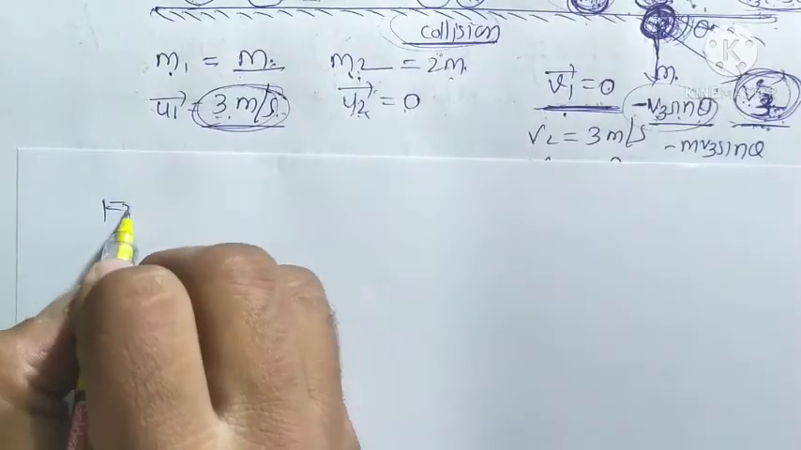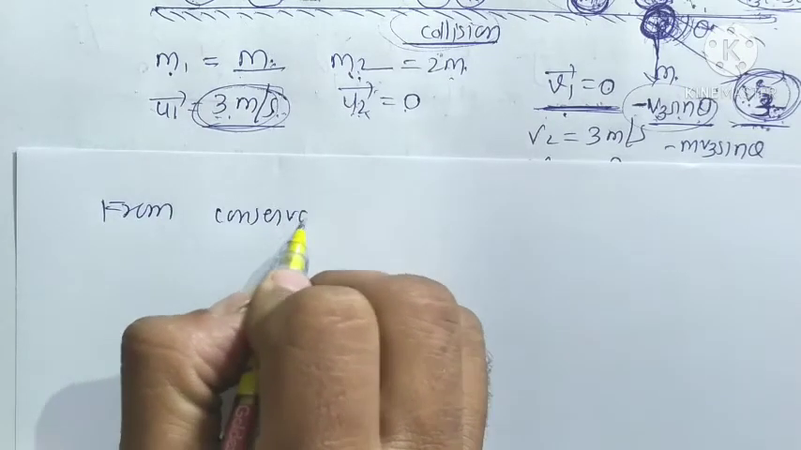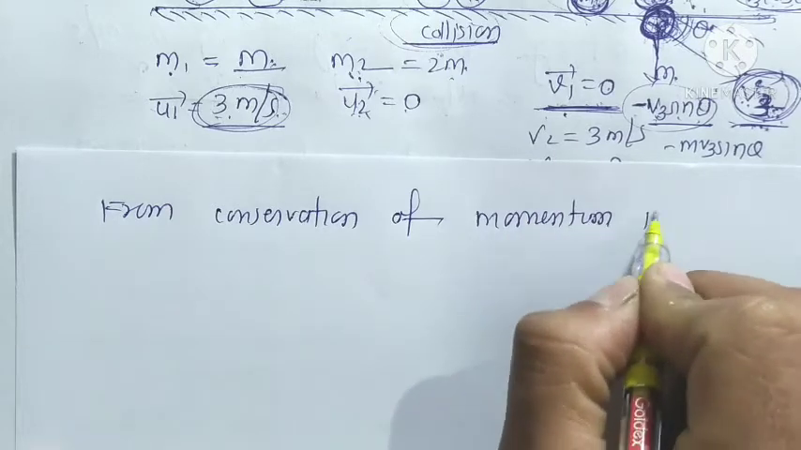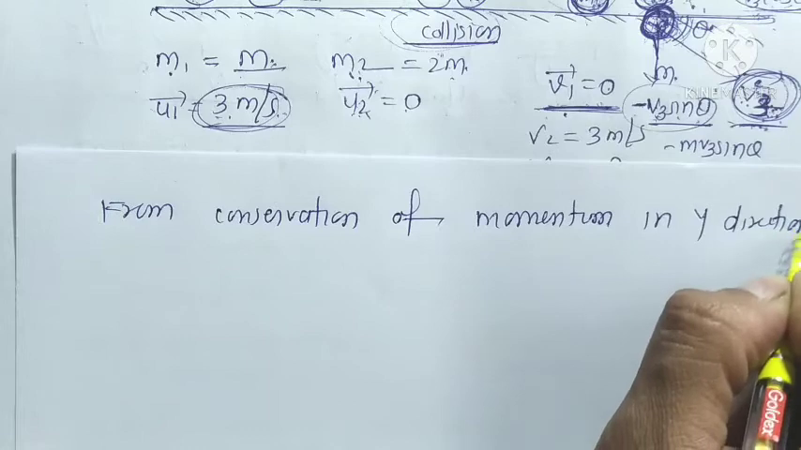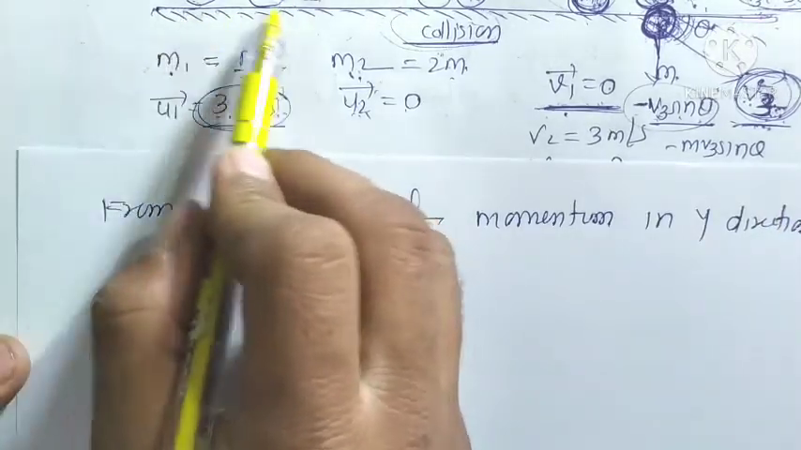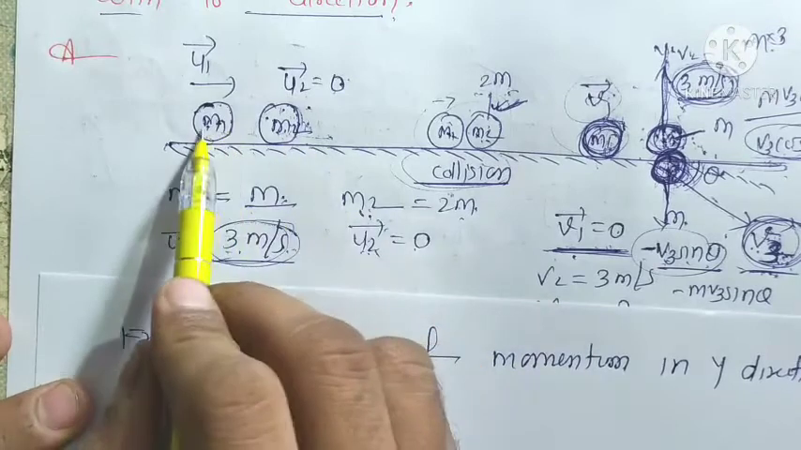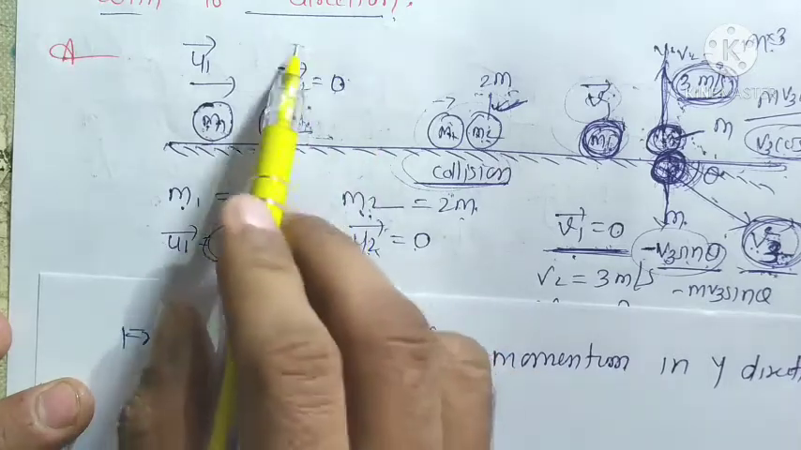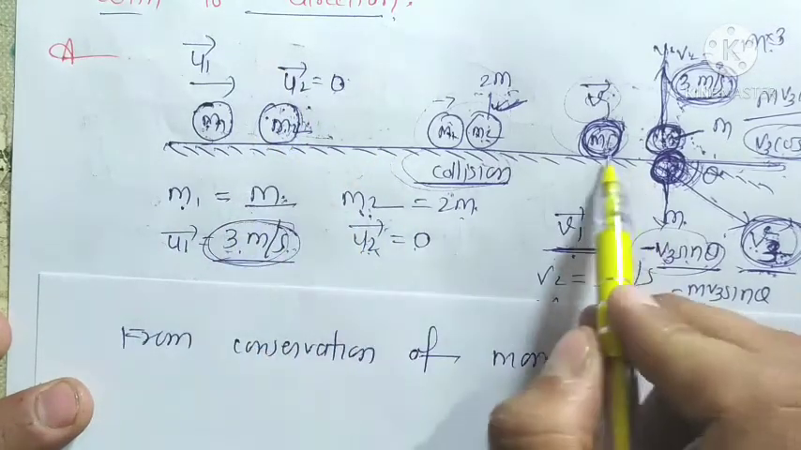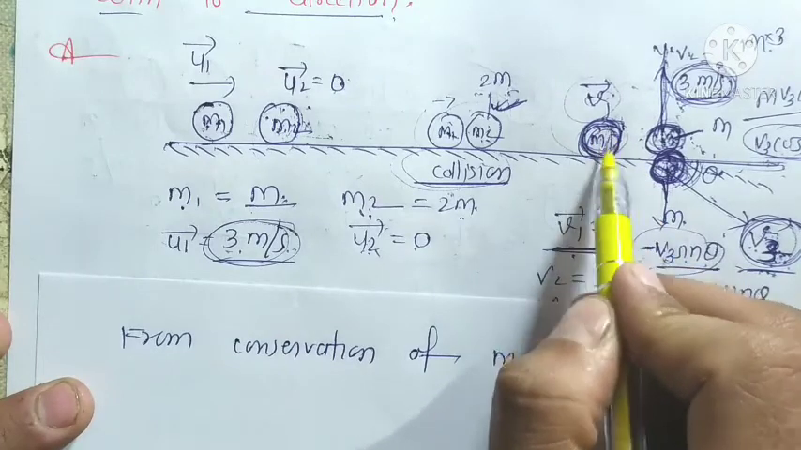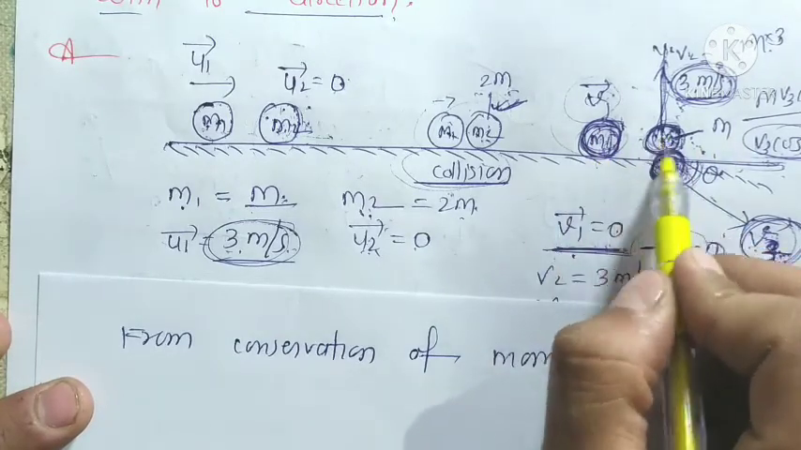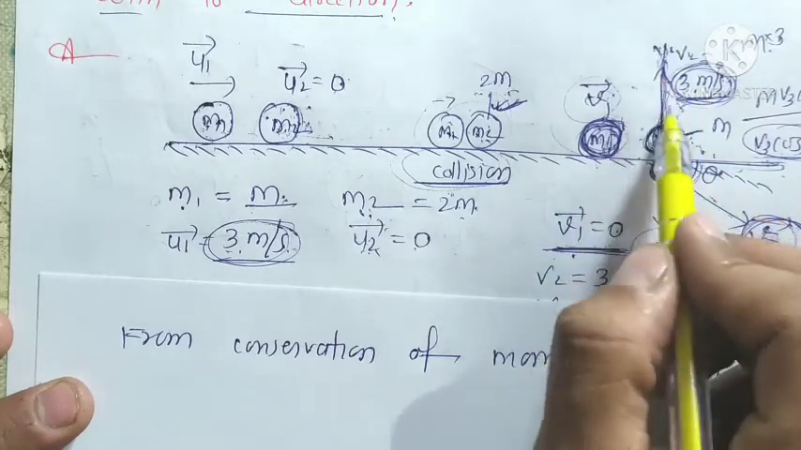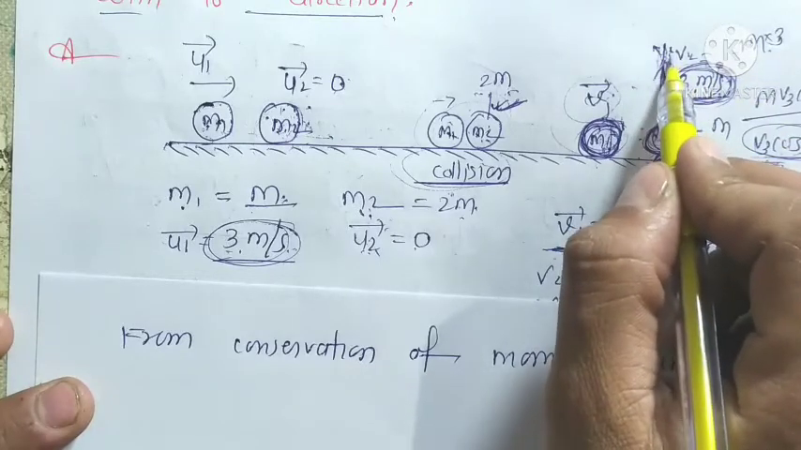Now from conservation of momentum in y direction, initially both bodies, as you see in the figure, are moving along horizontal directions, so no y components are present here. After collision the first body will be at rest and the first part of the second body will move with velocity 3 meter per second along the y-axis. This is a vertical component, I mean y direction.